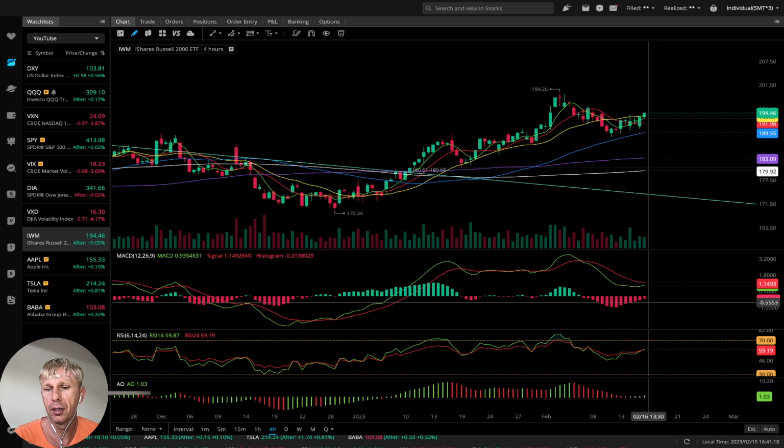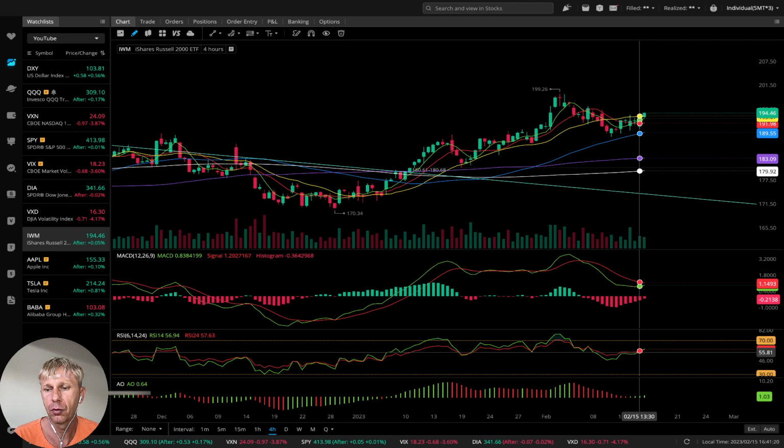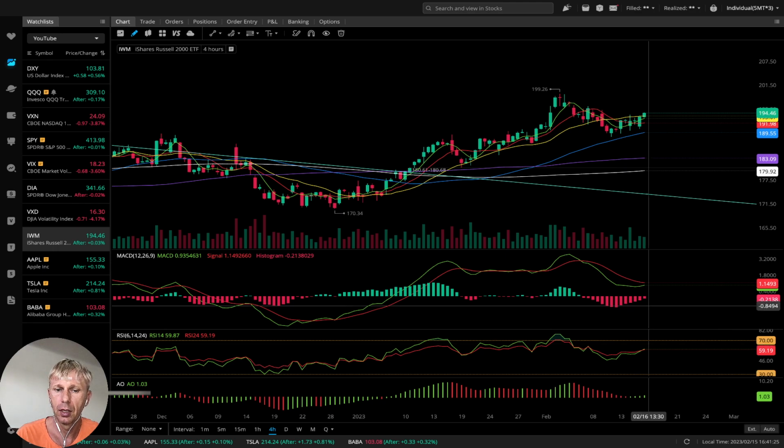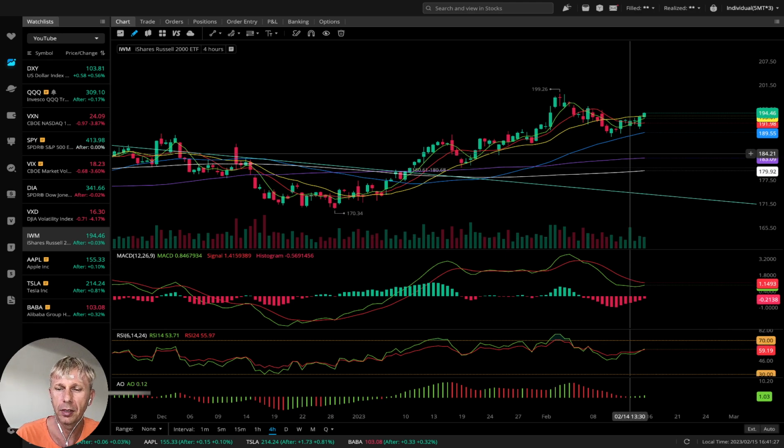MACD is still bearish. RSI is ready for a bullish crossover. The OSM oscillator has already changed to bullish. Also, it's a 4 hours time frame. It's more positive, more bullish.